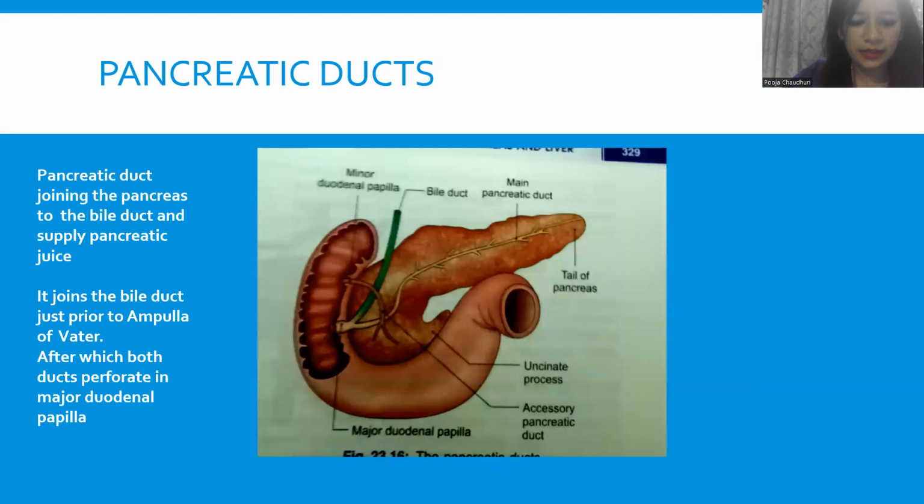Now let's check with another picture over here, which is giving us a much clearer idea of how the pancreatic duct is joining the pancreas, and how it is giving the pancreatic juice, which is helping us in digestion. So you can see that it is joining the bile duct just prior to the ampulla of Vater. This is the major duodenal papilla. Basically it is joining the bile duct just prior to the ampulla of Vater, after which both ducts will perforate in the major duodenal papilla.